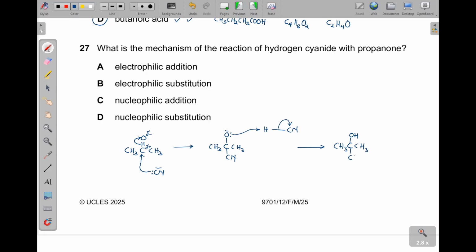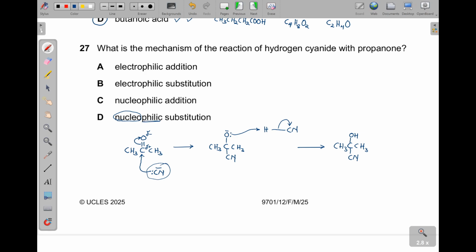Hydroxynitrile. So hydroxy is the OH, then the nitrile is that CN. Now, what we have added on here, you can see we have added the cyanide, and it has electrons. It is full of electrons, so it is a nucleophile. Nucleo means it wants the nucleons. Philic means love.